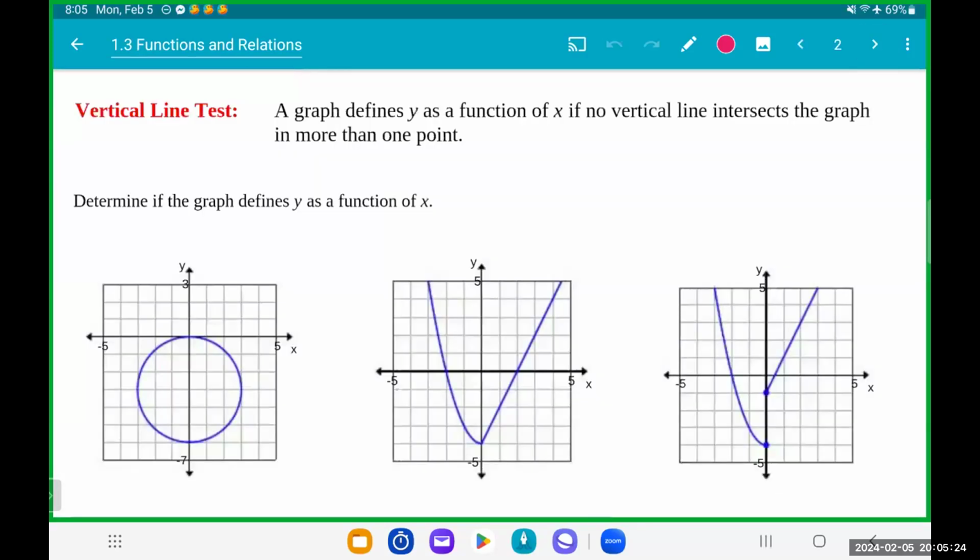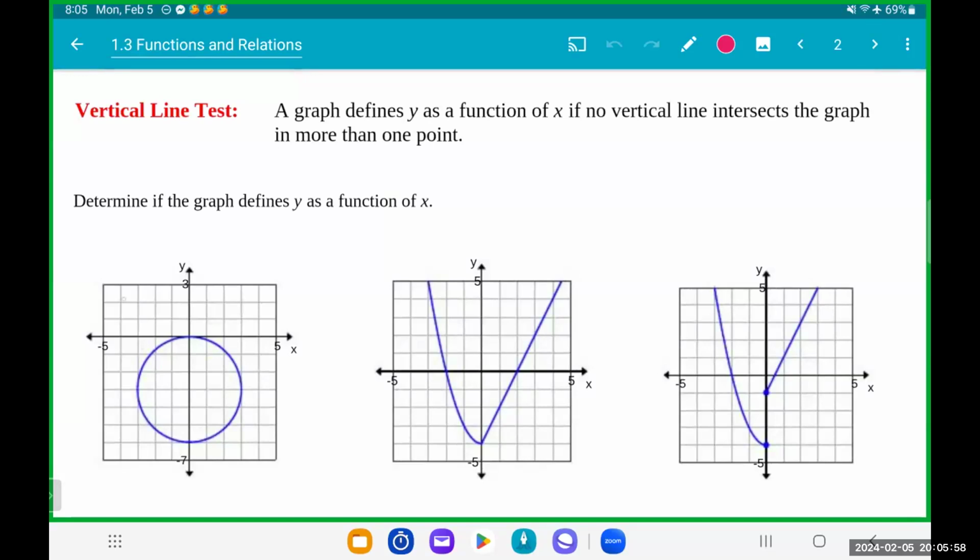All right. So we have another way to help us determine if something is a function or not, and it is called the vertical line test. A vertical line test means that if I can draw multiple vertical lines across my graph, and none intersects in more than one location, then it is a function. If a single vertical line crosses my graph more than one time, it is not a function.